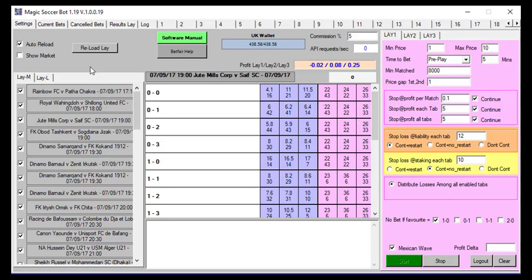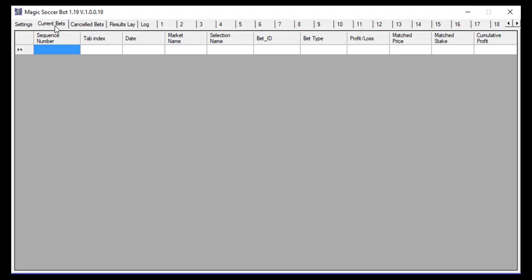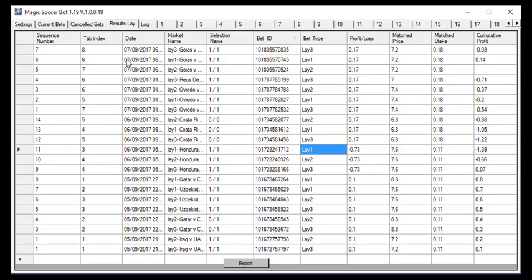Okay, so the next thing we'll look at now is the current bets. Obviously, that's where any bets happening now will be in here. Cancelled bets if they've been cancelled. And here's our results, our running results tally of lay 1, lay 2, lay 3. They're all tallied in here at the same place.